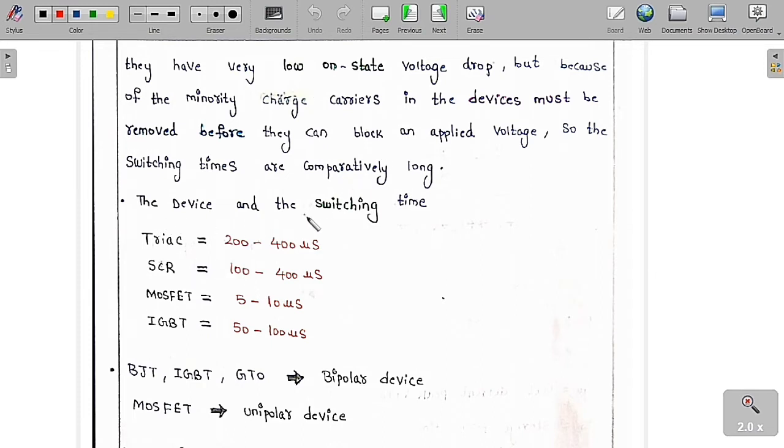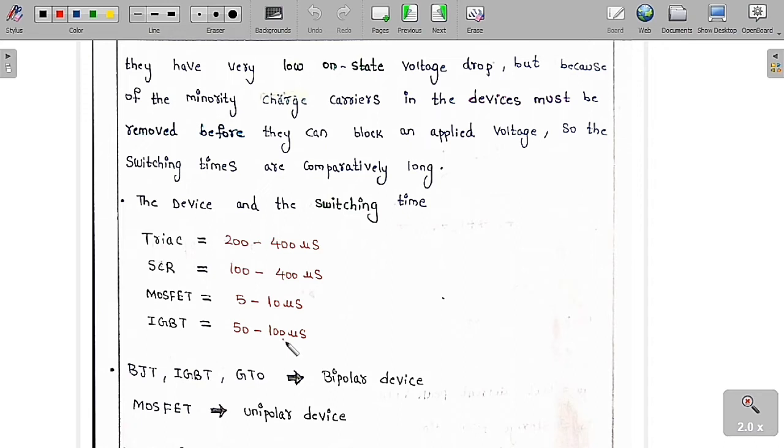So now we are going to compare the devices and the switching times. The TRIAC switch off time is only 200 to 400 microseconds, whereas the SCR is 100 to 400 microseconds, whereas MOSFET is 5 to 10 microseconds, whereas IGBT is from 50 to 100 microseconds. So we can say that MOSFET is very fast because it is a unipolar device. Because there are no minority charge carriers, it takes very, very less time. So the switching off time is very less, which is 5 to 10.